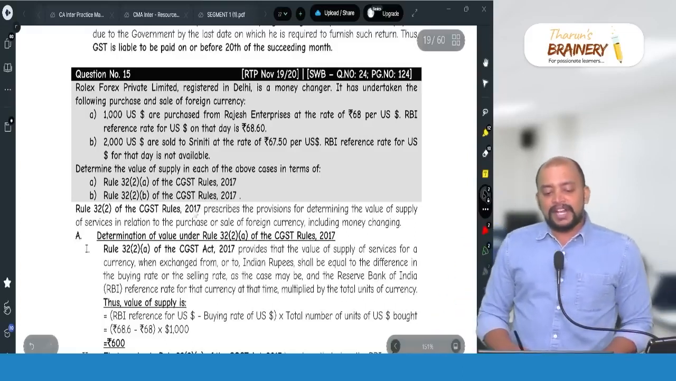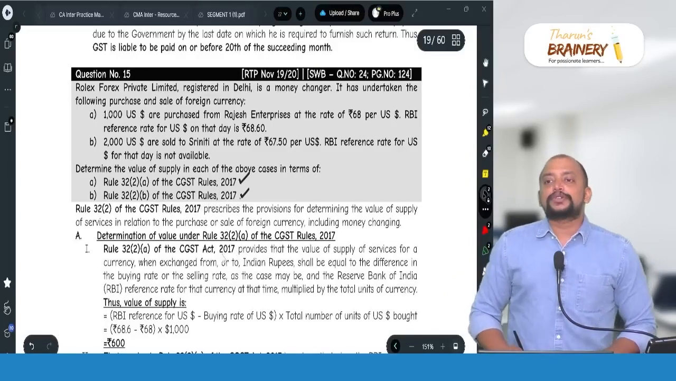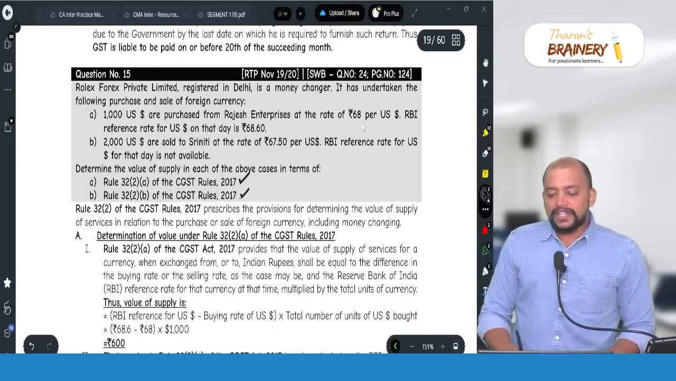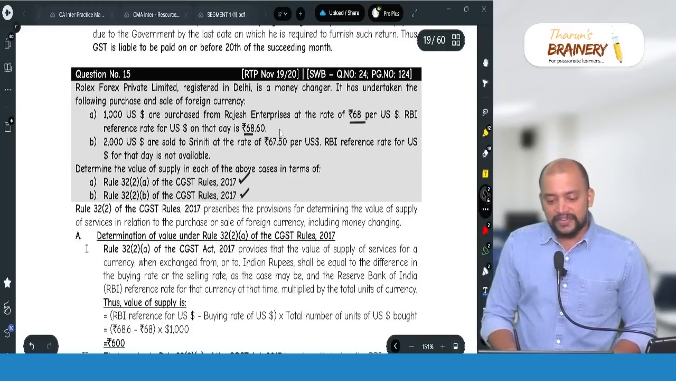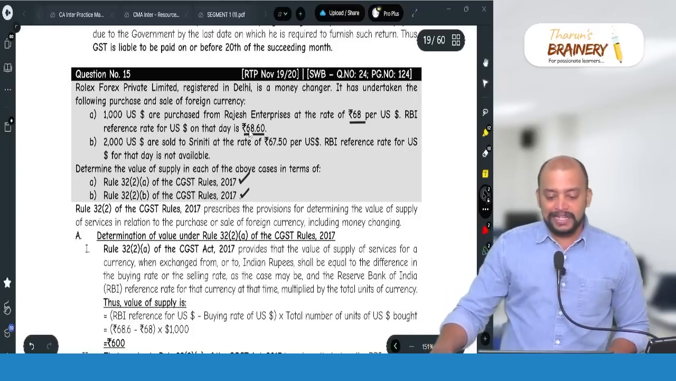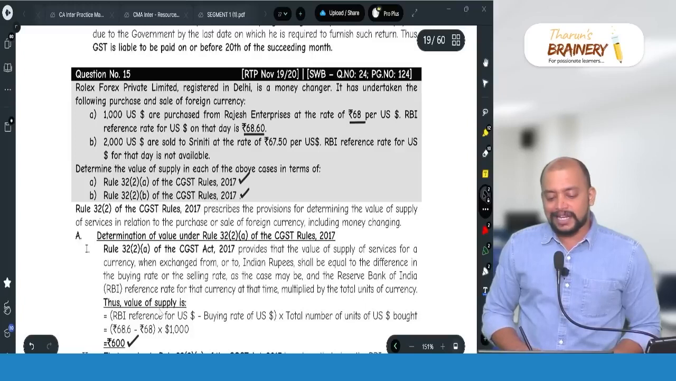Now, you need to determine the value as per rule 32.2A and 32.2B. As per 32.2A, that is option 1. First, you need to see one of the currency exchange involves Indian rupee and RBI reference rate is available. So, the difference between exchange rate and RBI reference rate, that is 0.60. Multiply with the units of currency. So 1000 into 0.60, so 600 will be taken.